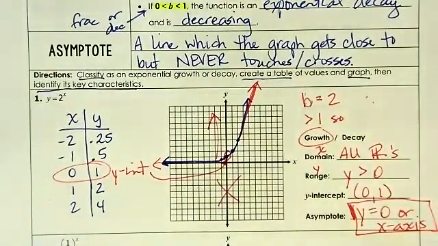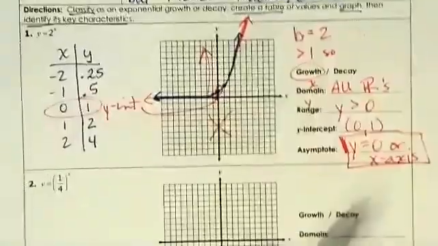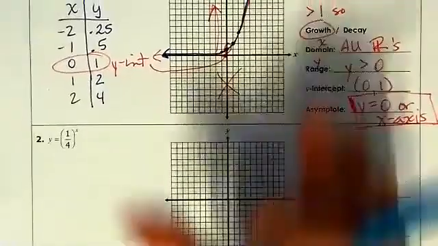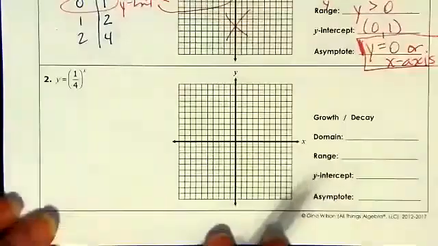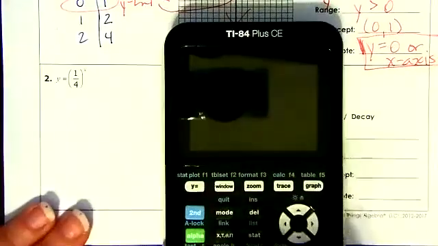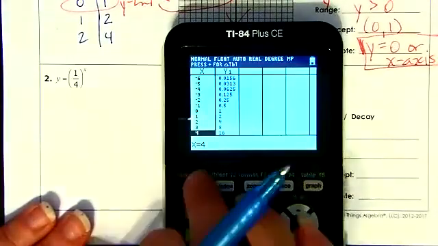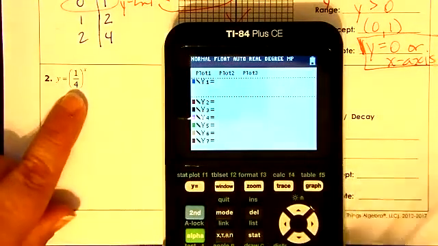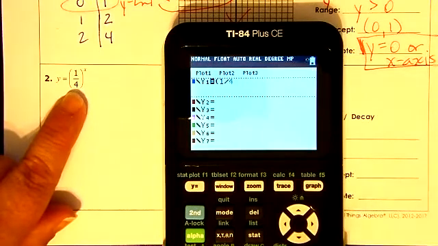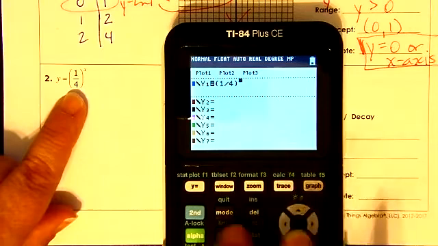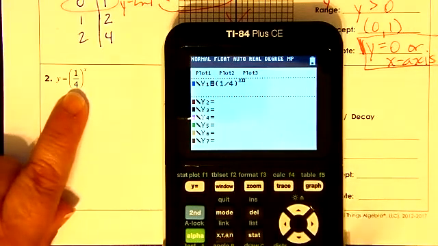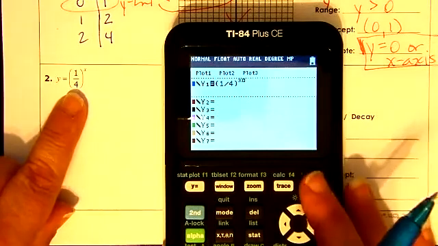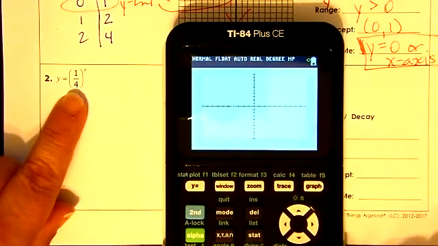Okay, if you've got questions, pause it, re-watch, or come ask me. Looking at number 2, okay? So again, we're going to type this into our calculator. So I'm going to turn this on. I'm going to go to the y equals. I'm going to clear what's there, and I'm going to type it exactly like I see it. Open parentheses, 1 divided by 4, close parentheses, raised to the x. And then I'm going to graph, so I can see what it looks like.